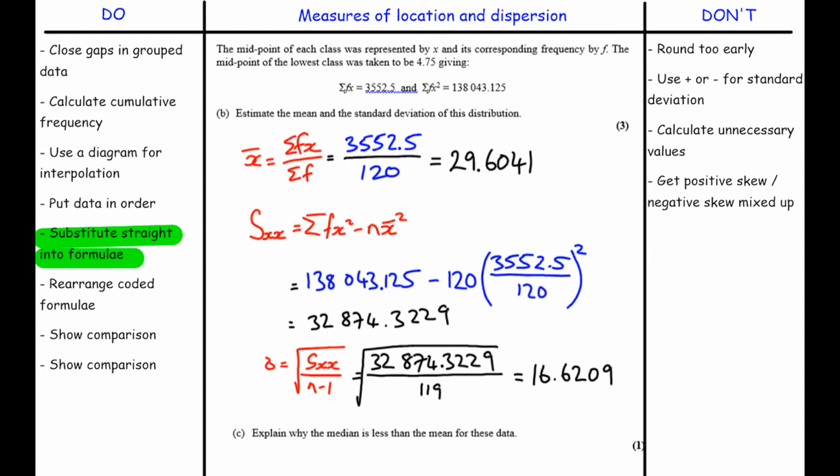Okay, substitute straight into formulae. Often you will be given summary statistics, just like we have here. We've got the sum of fx and we've got the sum of fx squared. Don't try and calculate these things for yourself. I've seen people who will spend their exam time working these out for themselves. If you had a table, they would want to work it out from scratch. Just be smart and know that you can substitute straight into the formulae.